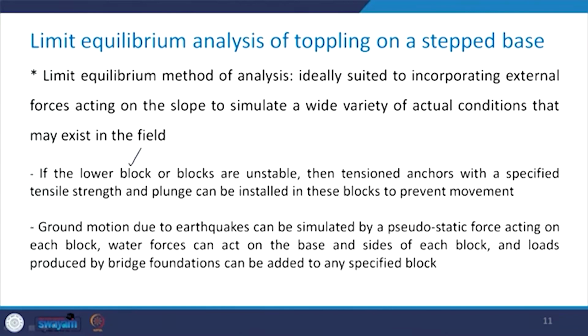Now, if the lower blocks or the lowermost block is unstable, then tensioned anchors with a specified tensile strength and plunge can be installed in these blocks in order to prevent its movement. So, this is a kind of stabilization measure which can be adopted. In case of ground motion due to earthquake, that also can be simulated by a pseudostatic force acting on each block.